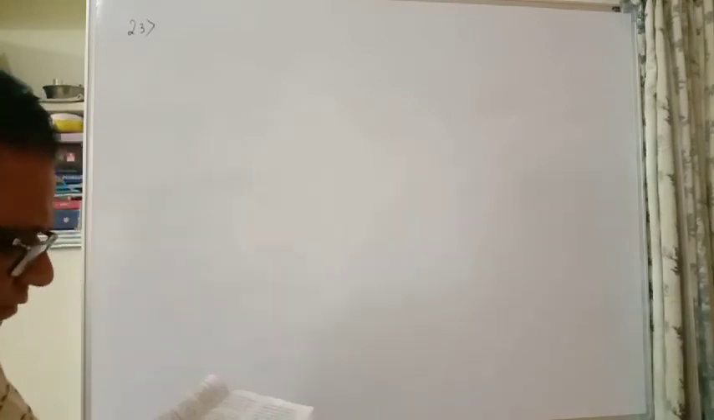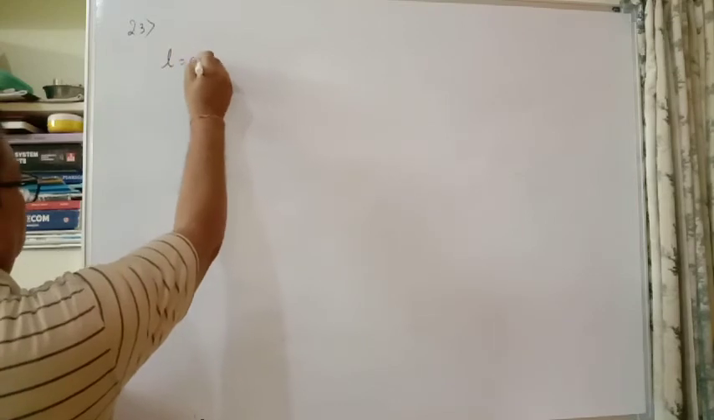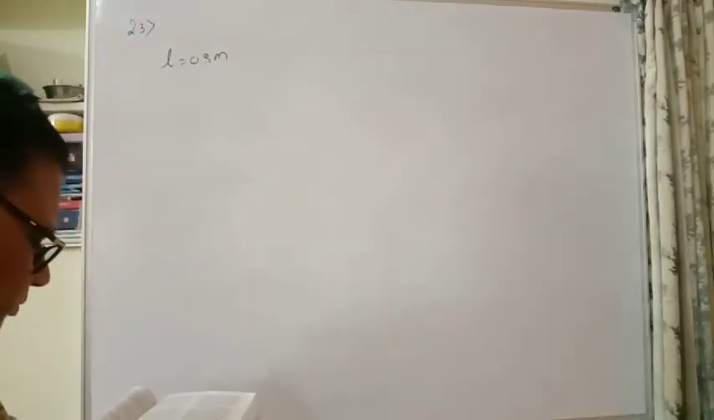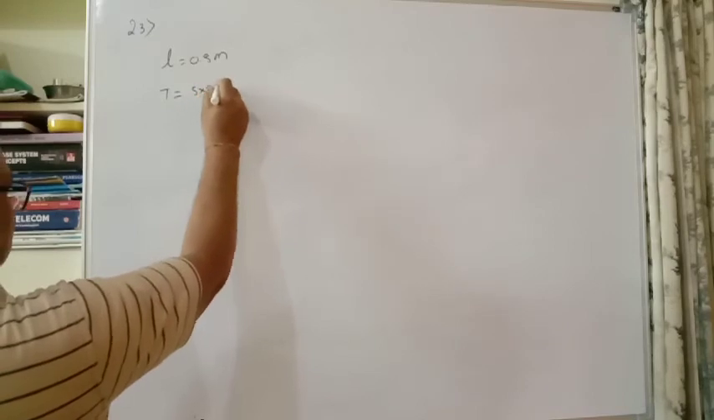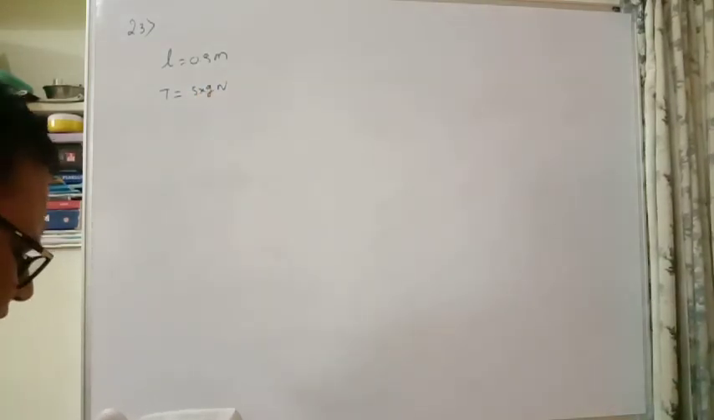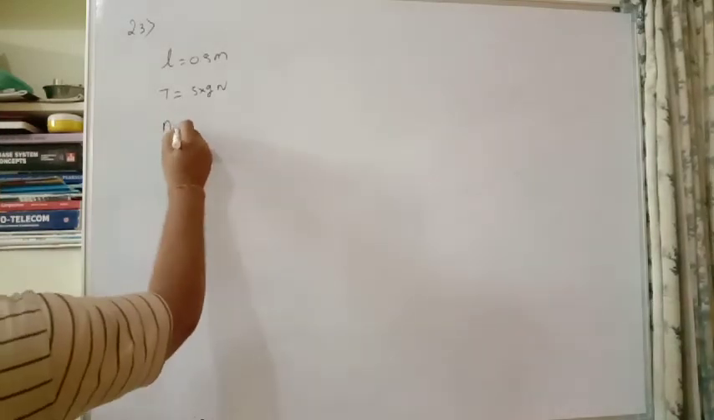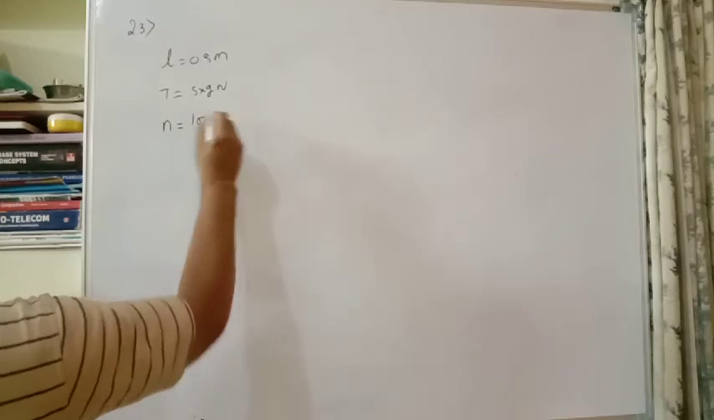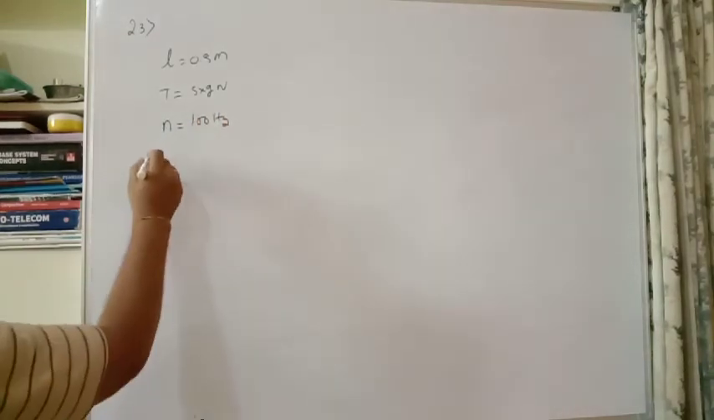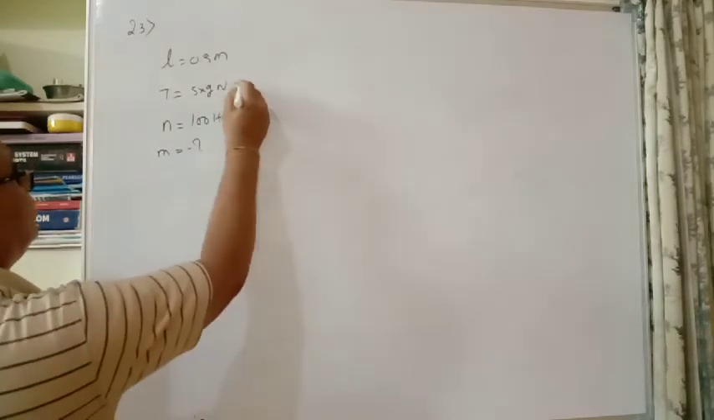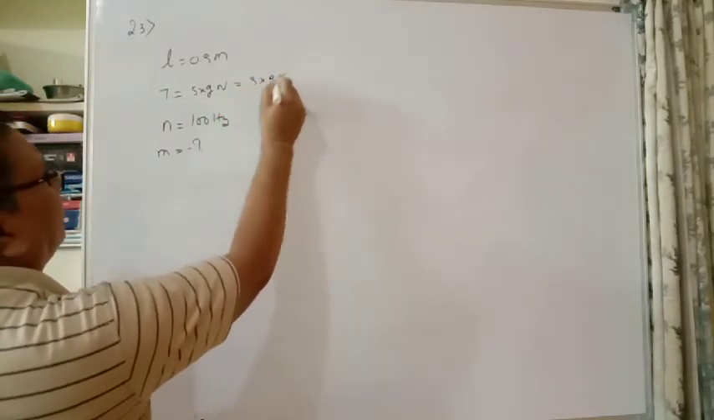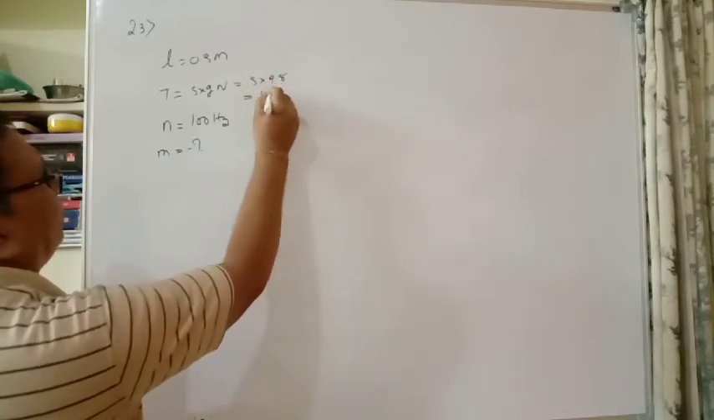Problem number 23. A sonometer wire of length 0.5 meter is stretched by a weight, that is tension T, equal to 5 into g Newton. The fundamental frequency of vibration, small n, is 100 Hertz. Calculate the linear density of the wire, small m. T is equal to 5 into 9.8, which is equal to 49 newton.